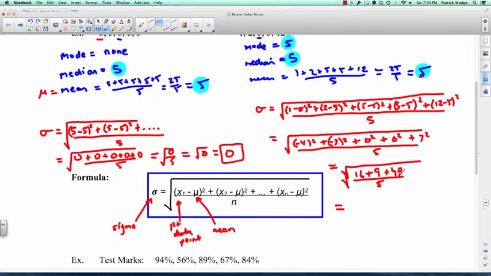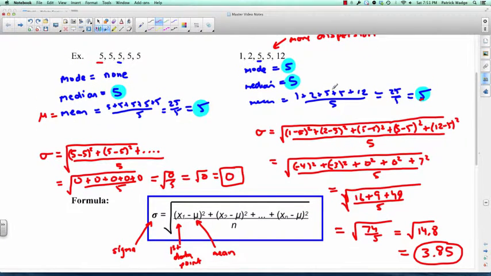Okay, 16 plus 9 plus 49 is 74. And we divide that by 5. So you end up with the square root of 14.8. And the square root of 14.8 is 3.85. And that's the standard deviation. Okay, so more standard deviation on this one because there's some spread around the mean.